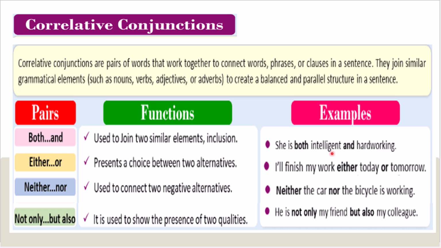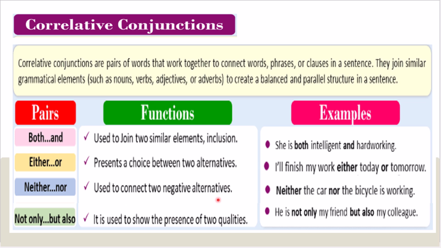Both and is used to join two similar elements, including points. She is both intelligent and hardworking. So giving the two characteristics she has, she is intelligent and hardworking. Either or presents a choice between two alternatives, giving you a choice. Example, I will finish my work either today or tomorrow. Or if you have to choose between ice cream and chocolate, you can have either ice cream or chocolate. So a choice is given.